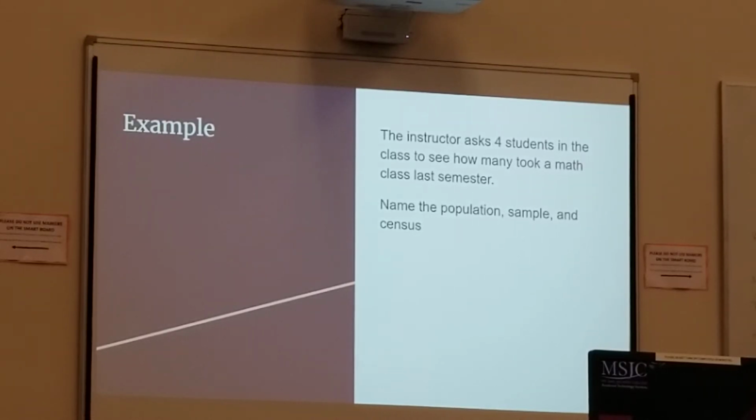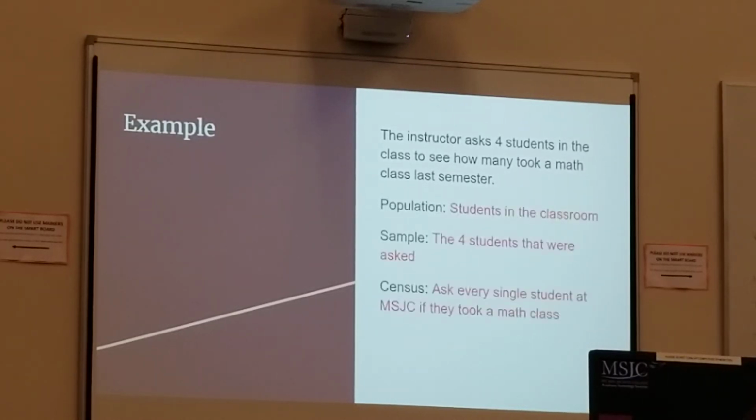Right? Okay, so the easiest way I can explain this is to just go down to the example. Because I feel like the whole tutor training thing got out of my hands, and I apologize. So right here, the instructor asked 4 students in the class to see how many took a math class last semester. That's the census, right? The census is to ask every single student at MSJC if they took a math class. The sample would be the 4 students that he asked, and then the population is students in the classroom. Yeah, right there.